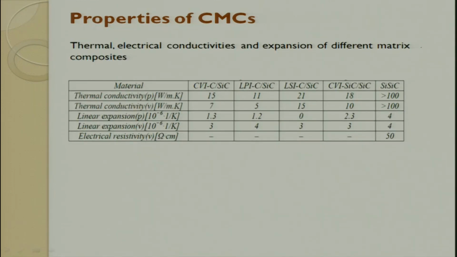So, the other properties which people are now trying to enhance on a ceramic matrix, they wanted to enhance the thermal conductivity, they wanted to enhance the linear expansion and the electrical resistance. So, these are the values of different processes.